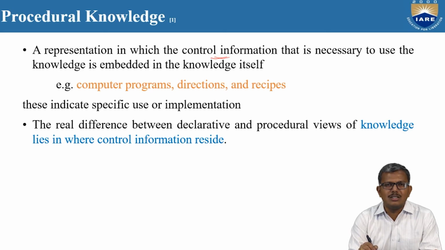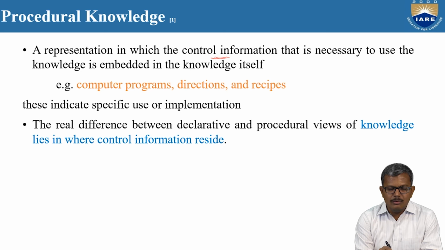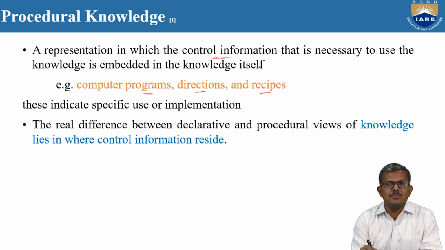It is going to provide the control information which tells how to solve a particular problem. Okay, means we can say that it is going to provide some kind of procedure which we can make use of in order to solve a particular problem. So this kind of thing you are not going to see in declarative knowledge. We can take the computer programs, the directions, and the preparing of recipes. All these things come under procedural knowledge only.